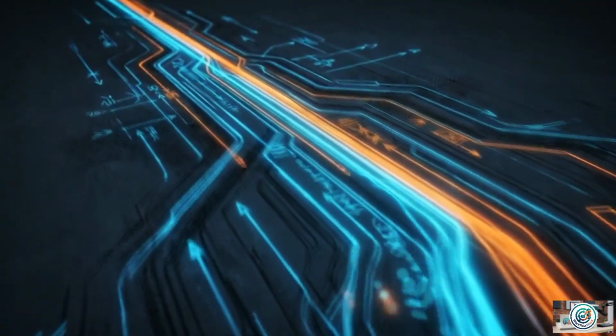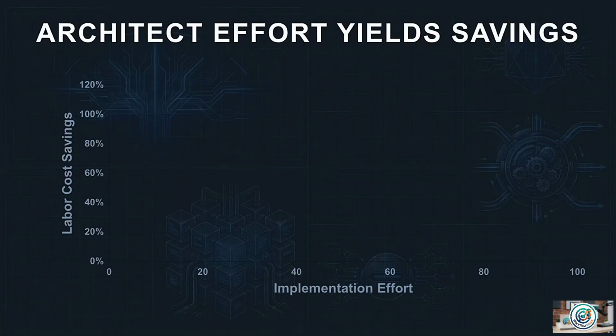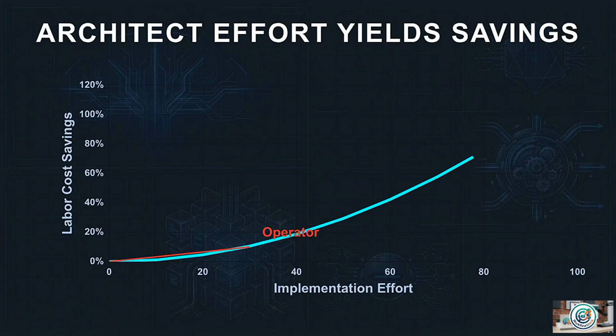Evaluating implementation effort on the x-axis against labor savings on the y-axis reveals two paths. The bottom left operator trajectory requires low upfront effort, trapping you in high ongoing costs. The top right architect trajectory demands high initial effort, yielding massive, perpetual labor savings.